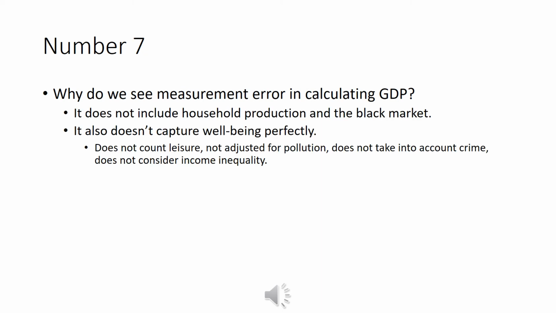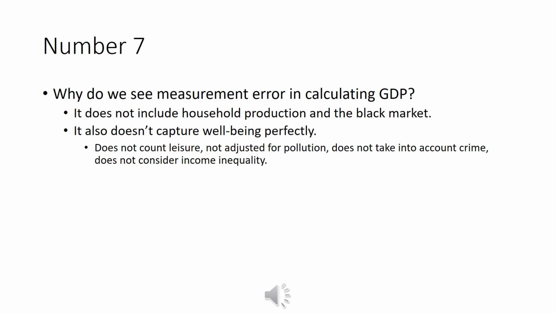So the next question is, why do we see measurement error when we're calculating GDP? Now this probably wasn't the best way to ask the question, so I apologize for the phrasing. But basically, what are the shortcomings of GDP? And why doesn't it measure all of the output in the economy in a year? The main 2 reasons we have the shortcoming of GDP are household production and the underground economy.